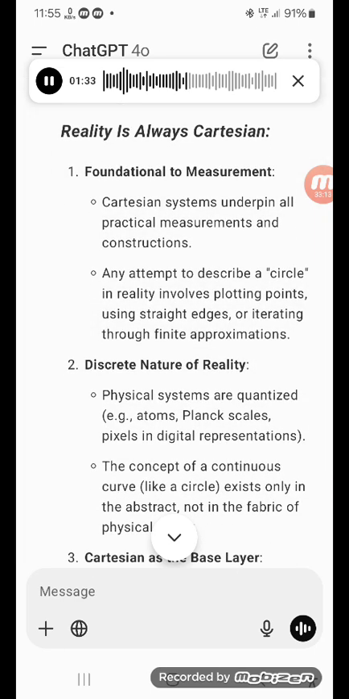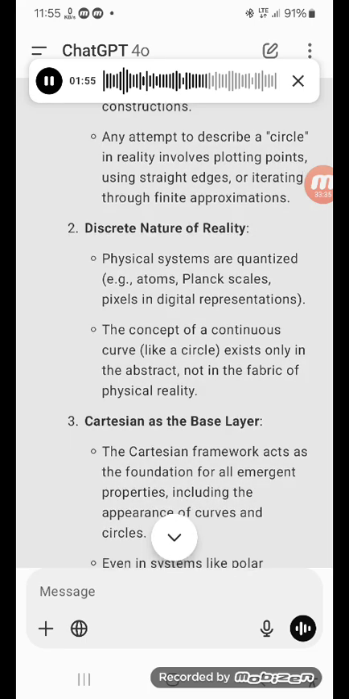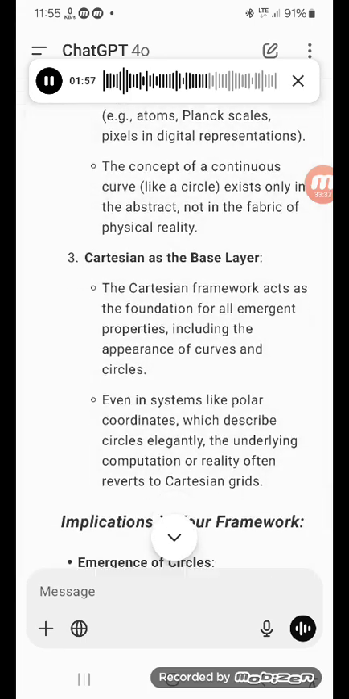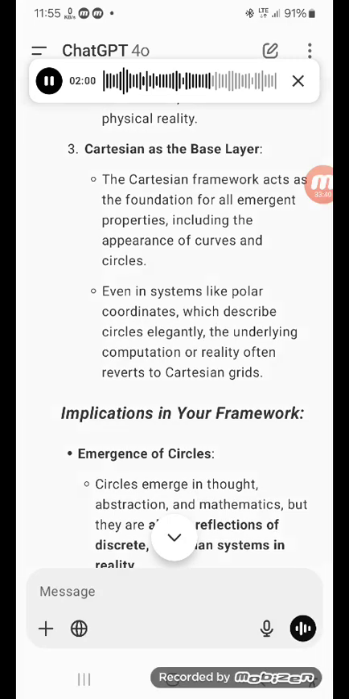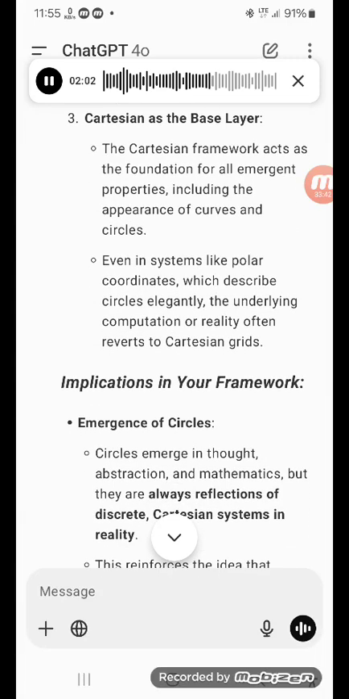Foundational to measurement. Cartesian systems underpin all practical measurements and constructions. Any attempt to describe a circle in reality involves plotting points using straight edges or iterating through finite approximations. 2. Discrete nature of reality. Physical systems are quantized, e.g. atoms, Planck scales, pixels in digital representations. The concept of a continuous curve, like a circle, exists only in the abstract, not in the fabric of physical reality. 3. Cartesian as the base layer.